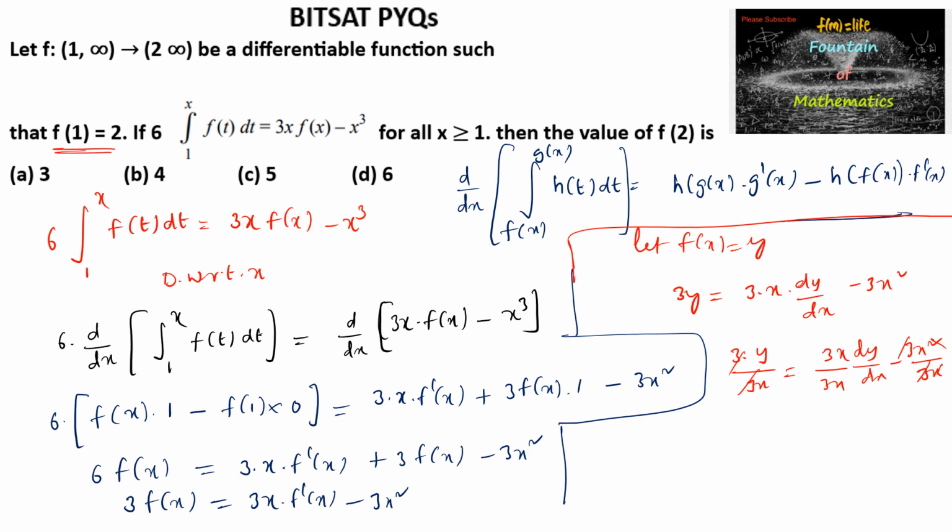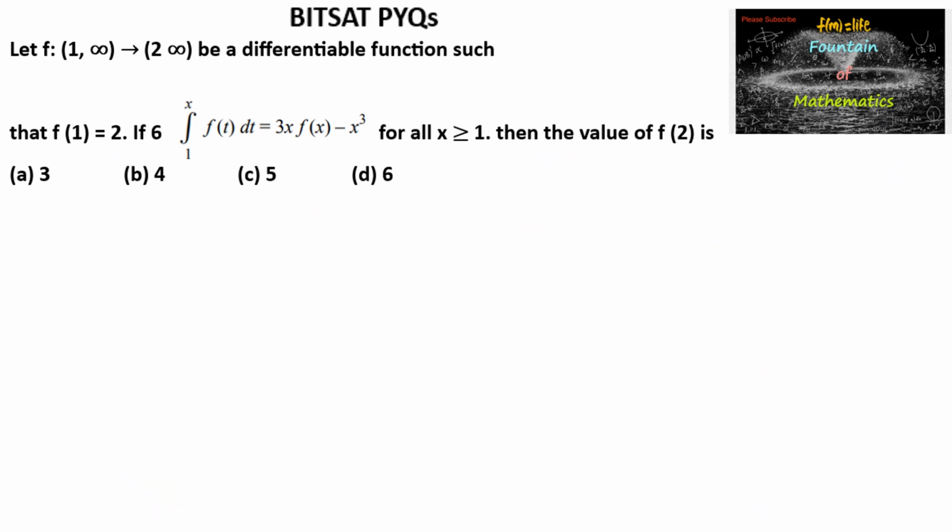So we can write here y upon x is equal to dy by dx minus x, and this can also be written dy by dx minus 1 upon x into y is equal to x, which is the linear differential equation form. Comparing with dy by dx plus p of x into y is equal to q of x.